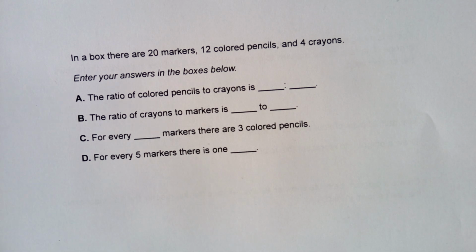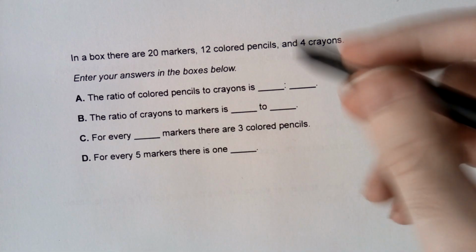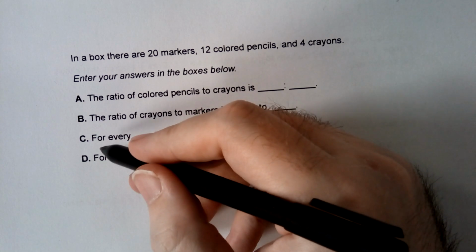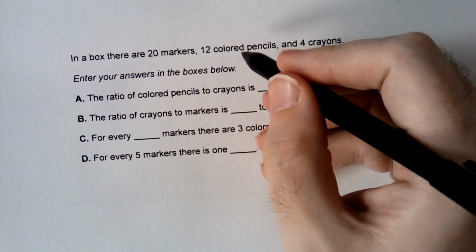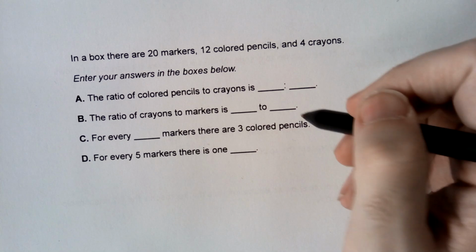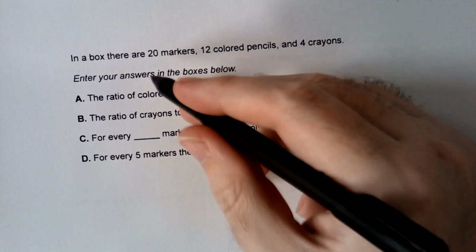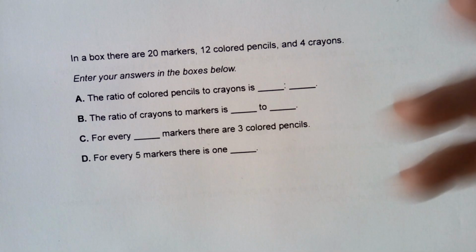Alright, so this is a review for the quiz on Monday. This is a multi-part question, so it's not choice A, B, C, or D. In the box there are 20 markers, 12 colored pencils, and 4 crayons. It says enter your answers in the boxes, but I didn't put boxes.